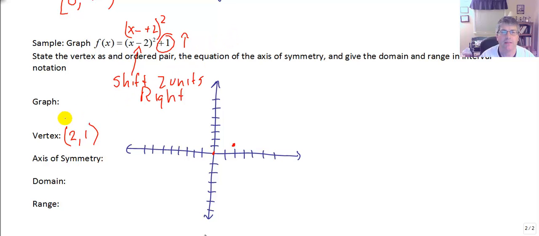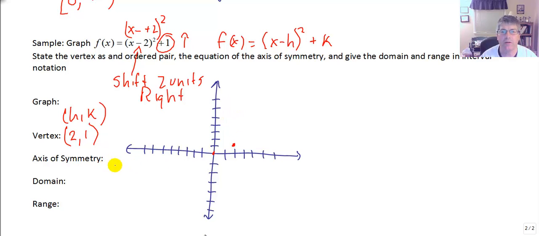And if I go back to my standard form, f of x equals x minus h quantity squared plus k. So my vertex is h, k. So how about that? That's going to be my vertex.